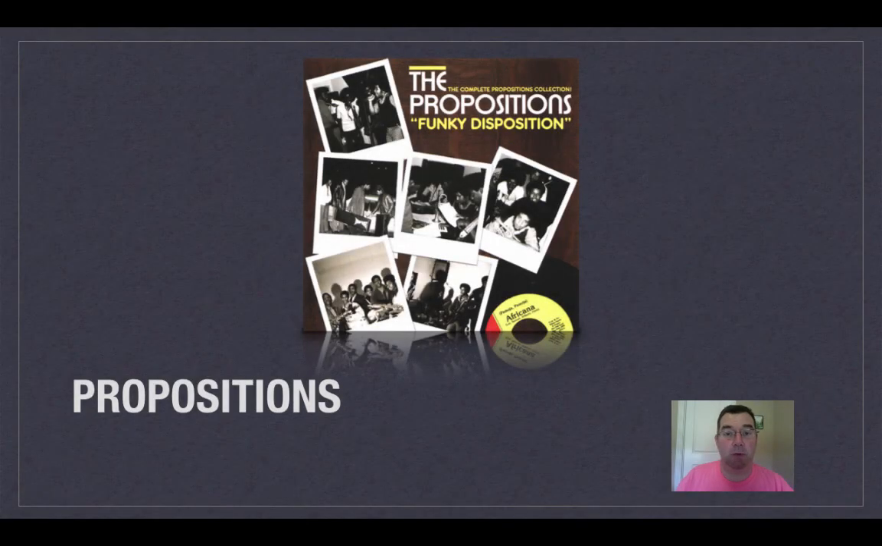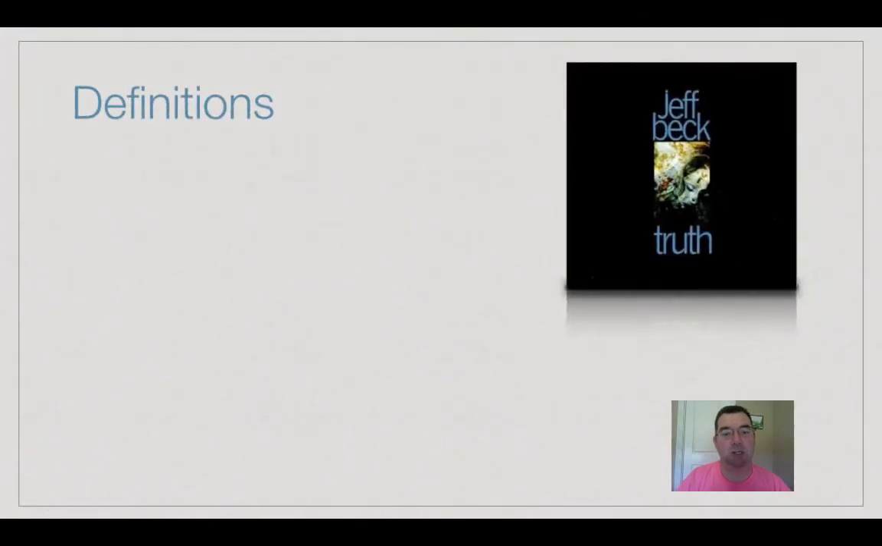Hello again. We are moving on to our topic of sets and logic. We're going to shift to the logic part of that now, and we're going to talk about propositions. This is lesson 5.8, so here we go.